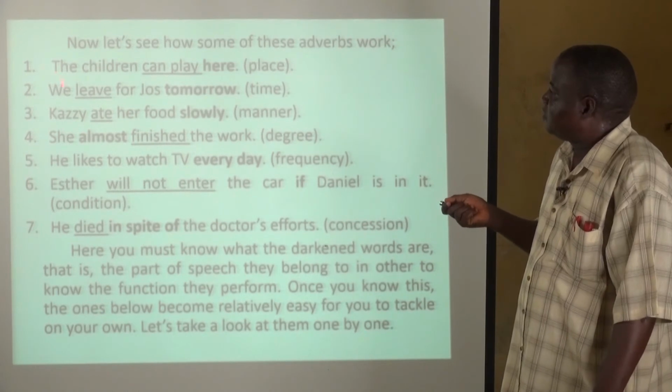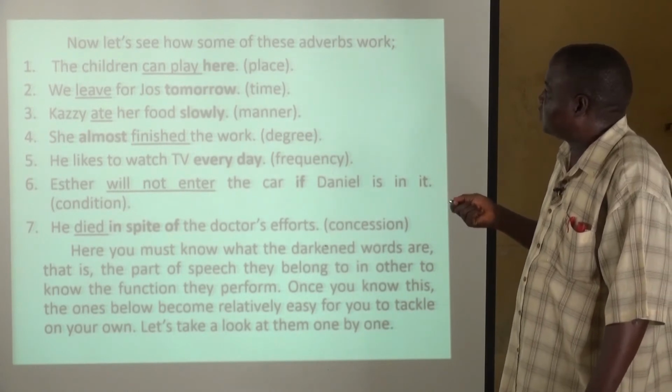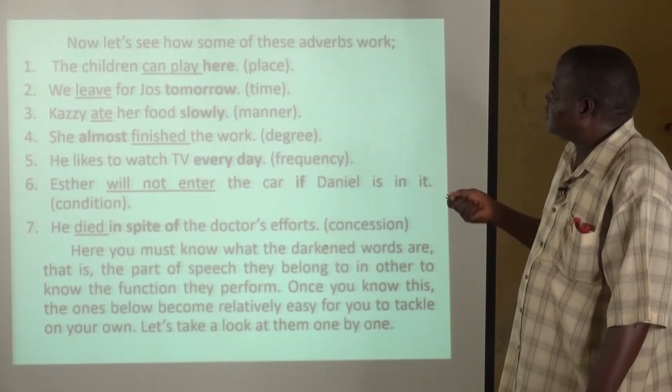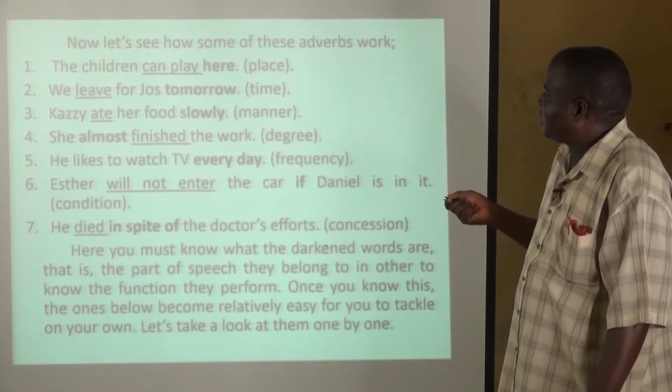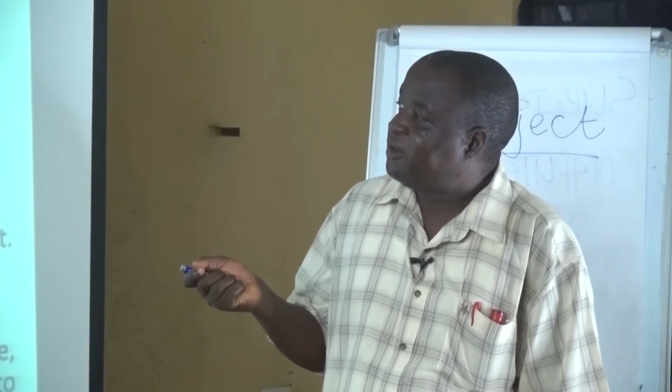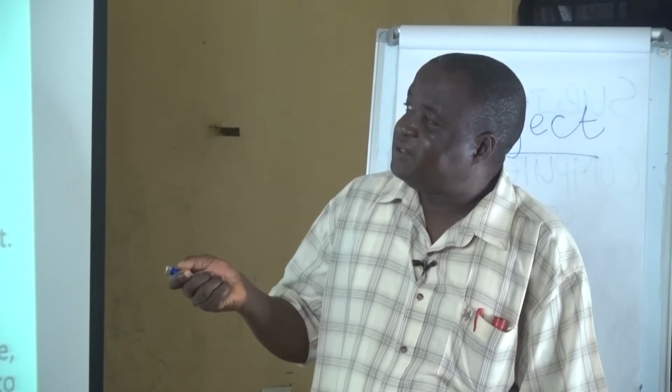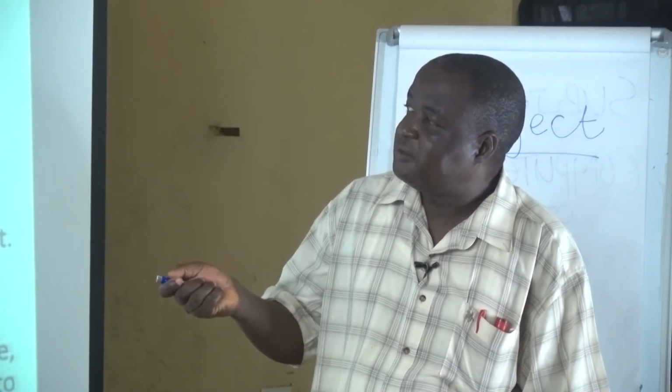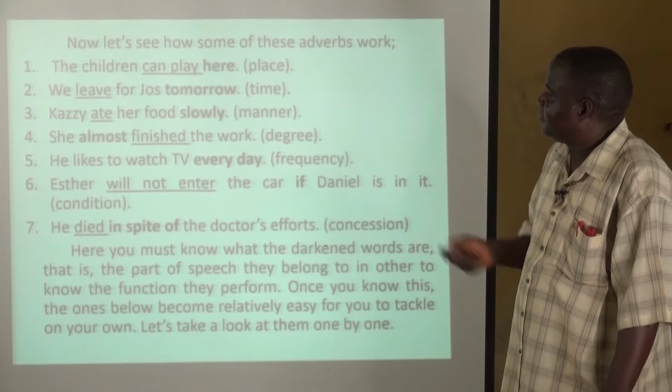Number two, we leave for just tomorrow. Tomorrow is darkened, meaning that tomorrow is the adverb of time. And this adverb of time, tomorrow, modifies the verb leave. You can see leave is underlined.